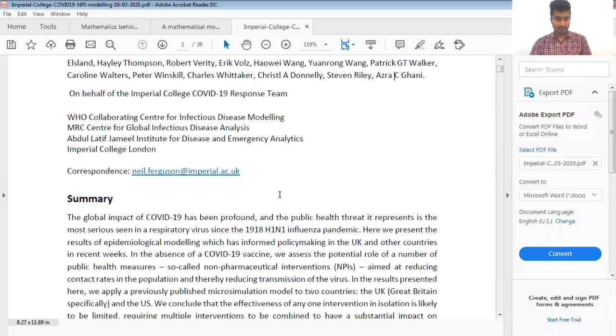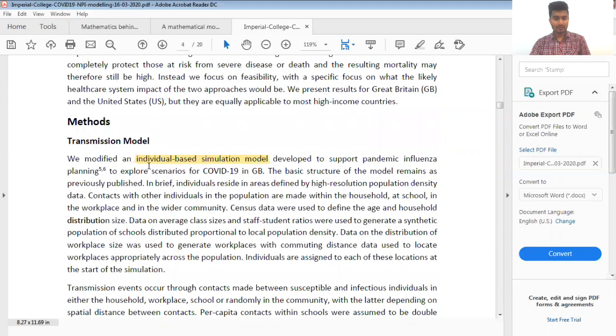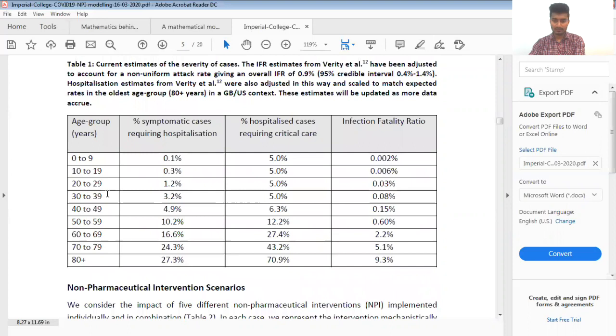So he developed a transmission model. He used an individual-based model. It's another kind of model, and it's called an agent-based model as well. So he used a different model to simulate the virus propagation for British people, only in England. He used a bunch of data collected from WHO and other sources, I don't know, the British census or something.